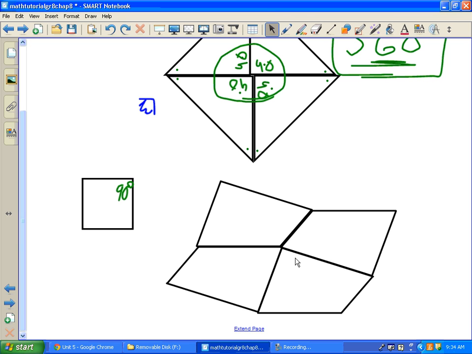There's no gaps, and all 4 of these angles here, 1, 2, 3, 4, will add up to 360 degrees. So we know that this one will tessellate. And I can keep going and going and going, and it will eventually make a perfect tessellation.